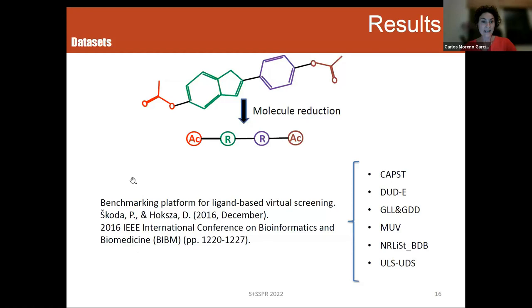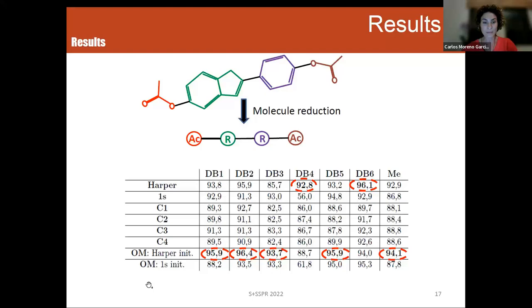With this idea, we applied this method to a database that is published on the benchmarking platform for ligand-based virtual screening. We applied it to six different databases after doing the molecule reduction of the molecules published on this web page, and then we compared our results. Sorry, I didn't put the references of this method here, but I can share them with you.